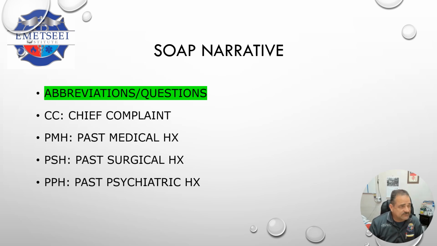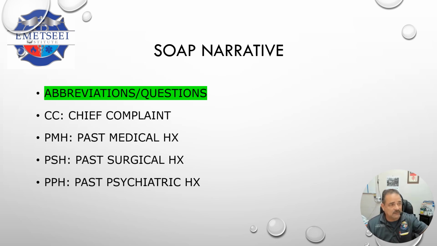Another piece of this is the abbreviations of the questions. CC, when you are laying out your SOAP and you're moving forward, CC would be chief complaint, past medical history, PMH, PSH is past surgical history, PPH is past psychiatric history. Remember, the patient's telling you all this information. So this is where you document it, because they are telling you this information, and it's just a very concise, sweet way to do it.